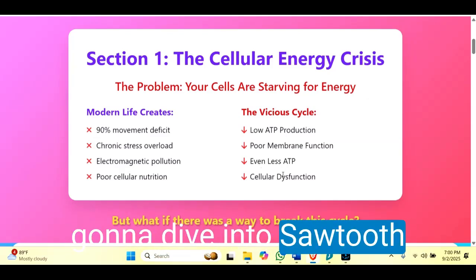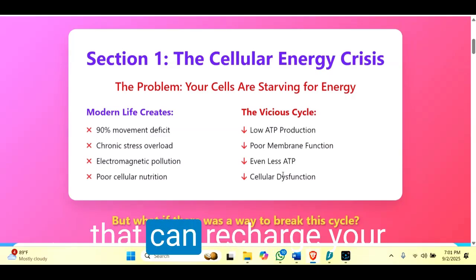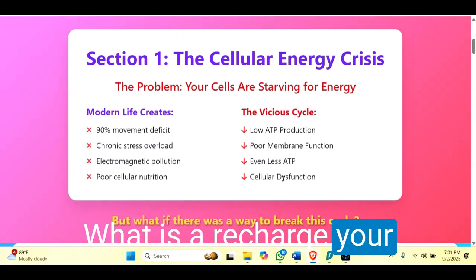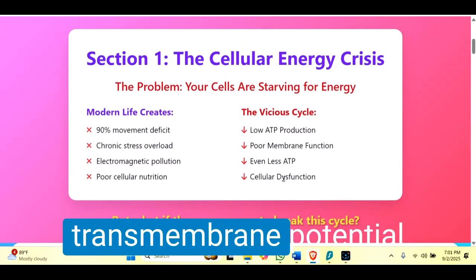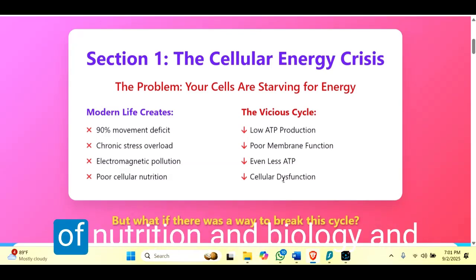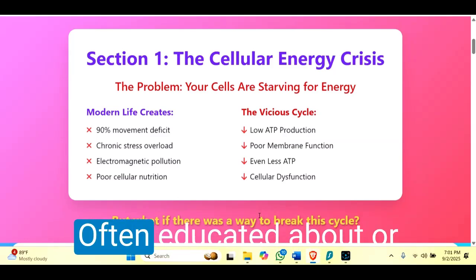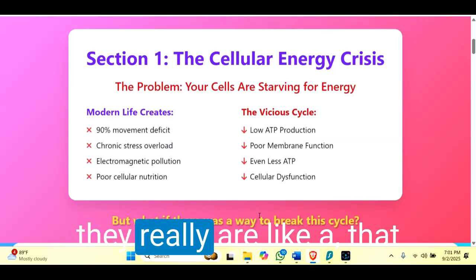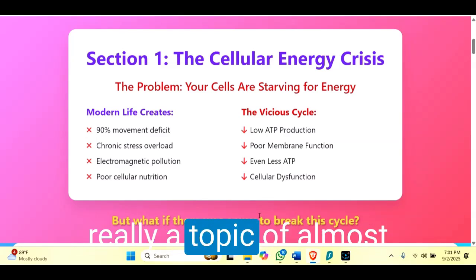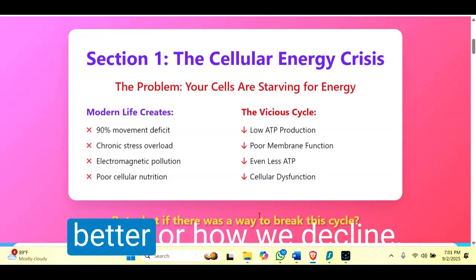I'm going to dive into the sawtooth waveform and how it is the only waveform that can recharge your cells at the molecular level. We'll also break down what that even means. What does it mean to recharge your cells? That's where we're going to get into things like transmembrane potential and ion transport, and a lot of fun things that are a big part of nutrition and biology and all kinds of functions. But they just don't often get educated about or talked about, even though they are that level of function in the body metabolically.